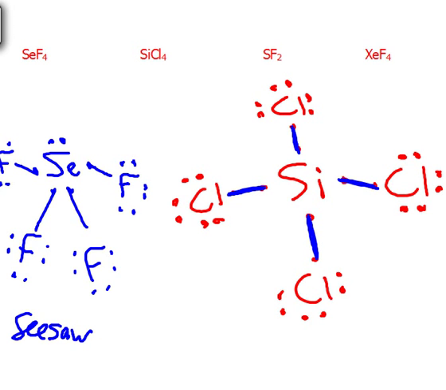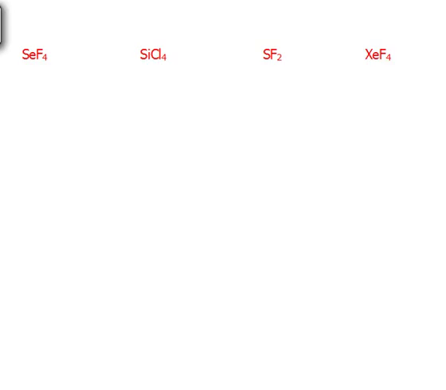Excuse me. So once you bond the silicon to the chlorines, you have 4 bonds. Obviously, that is tetrahedral. Good job. All right, so I also am going to do sulfur difluoride and xenon tetrafluoride.